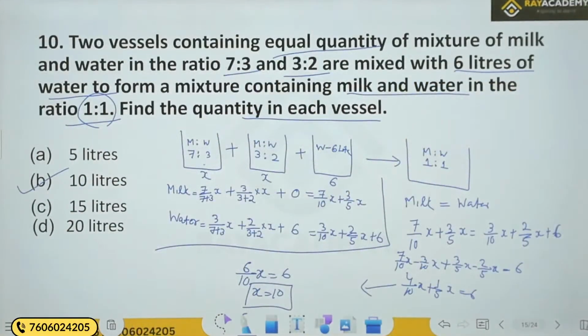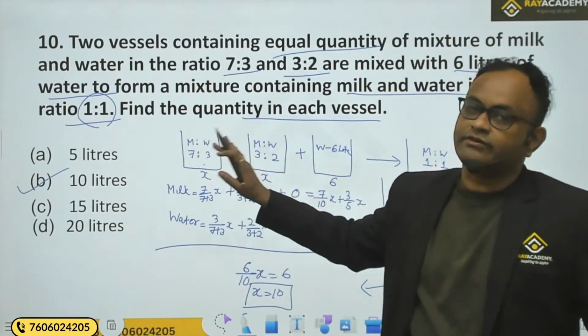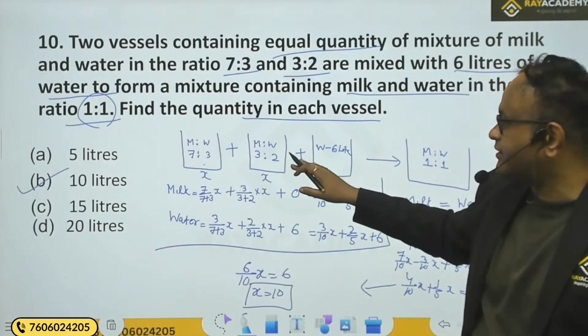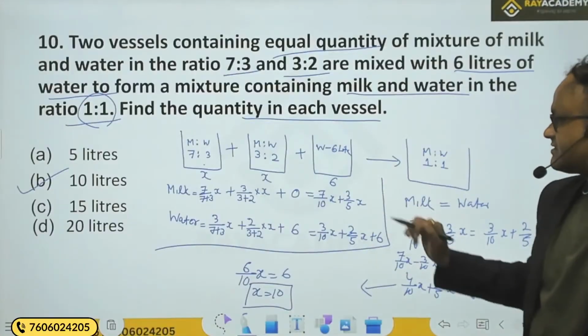Are you getting? Here three things are given. Milk and water ratio in the first container is 7:3. Milk and water ratio in the second container is 3:2. Third is only water, that is 6 liters.